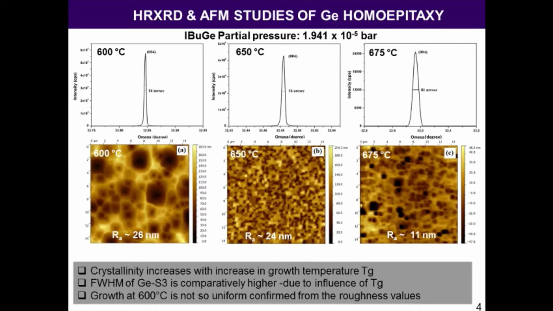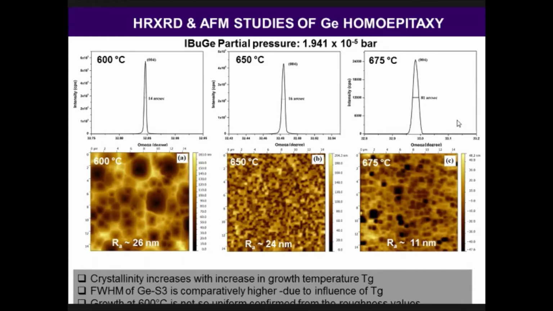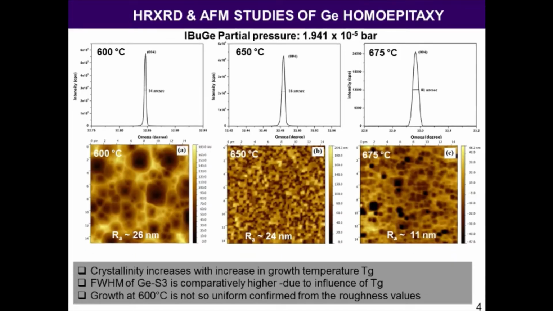The FWHM at maximum for germanium for sample 3 is comparatively higher due to the influence of growth temperature. For 600 degrees centigrade, the FWHM is 14 arc seconds, for 650 it is 16, and for 675 it is 81. It increases enormously, right? Okay. So the growth at 600 is not so uniform, confirmed from the roughness values, because if you see the roughness for 600, though the FWHM is very small, the roughness is very high. So you have to compensate with so many parameters and optimize the conditions.